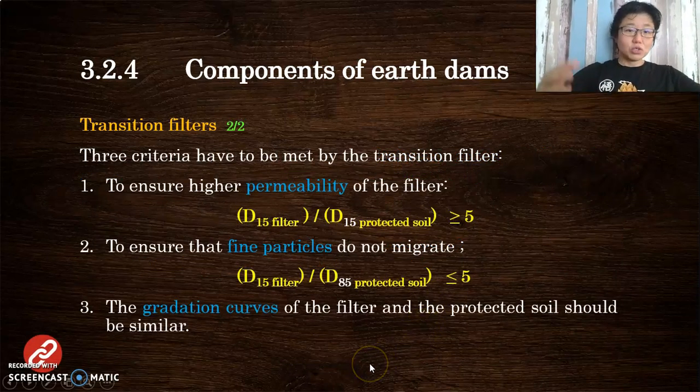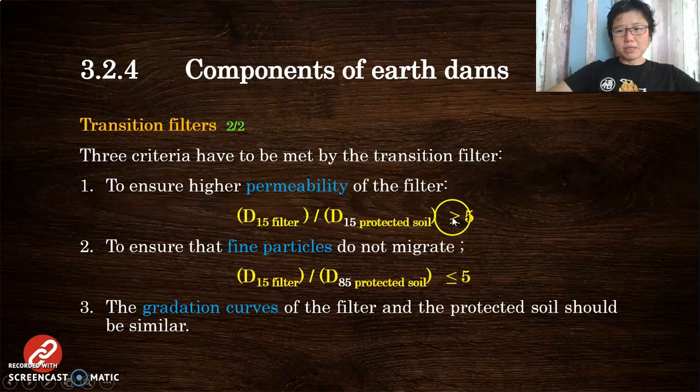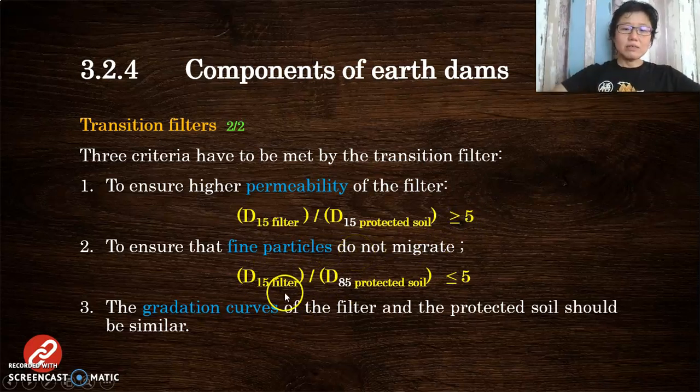And to make sure that criteria is being met, if you are going to take care of the permeability, you look at the D15 of the filter material divided by the D15 of your protected soil, and it must be greater than or equal to 5. To ensure that the fine particles do not migrate because of water pressure coming in, then your D15 of the filter over the D85 of your protected soil must be no more than 5.